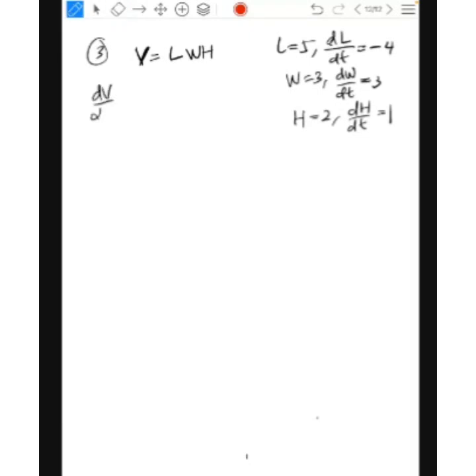dV/dt. Before you differentiate V with respect to t, you have to differentiate V with respect to L, and then plus differentiate V with respect to W, because it has 3 different variables, right? So you have to differentiate with respect to all the variables.